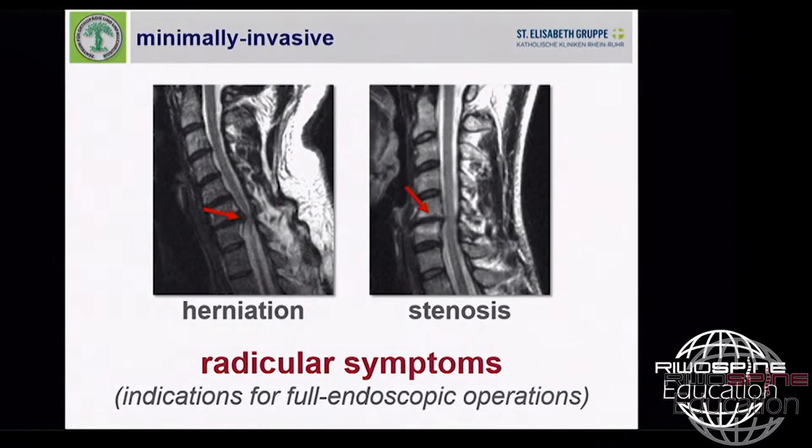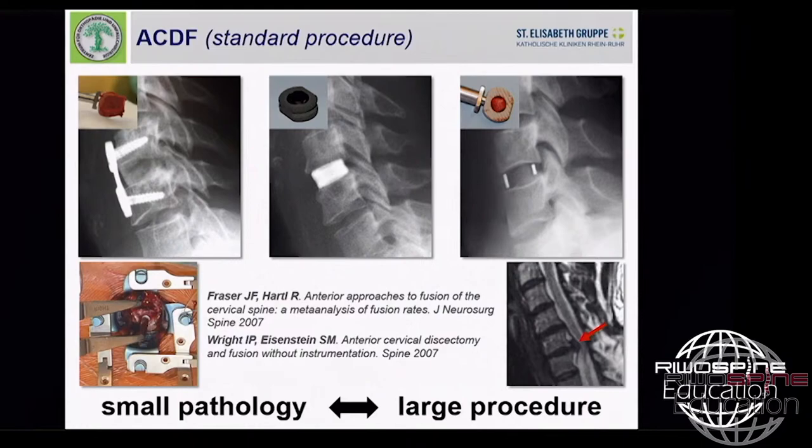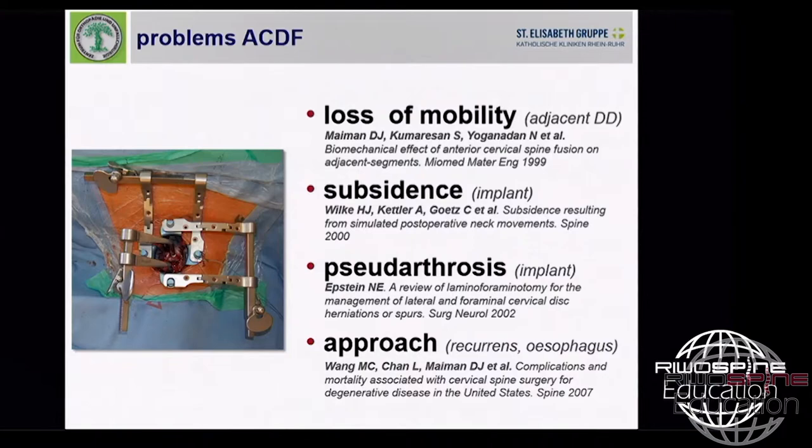And again, we are talking about decompression techniques, and that means mainly we are talking about radicular symptoms caused by herniation or stenosis. When we want to create an approach to the cervical spine, we have different options, either from the anterior or from posterior aspect. And until now, the ACDF is a standard procedure for a cervical disc herniation, for example, though we know it's a quite large procedure for a small pathology. And we also know the problems of ACDF, implant-related problems, and approach-related problems.